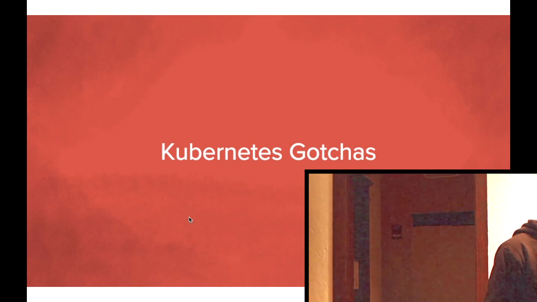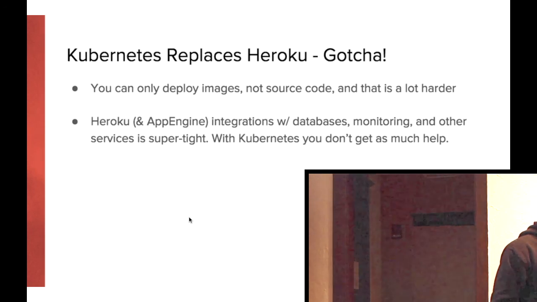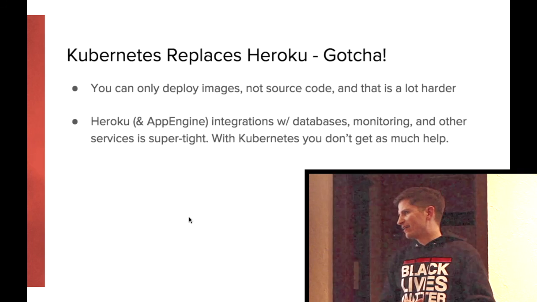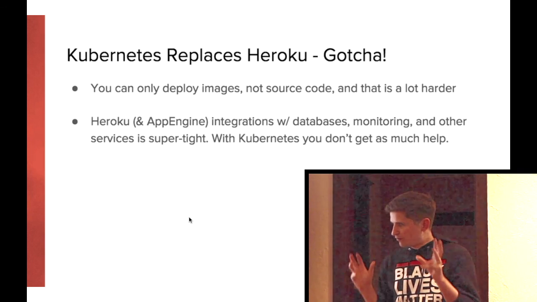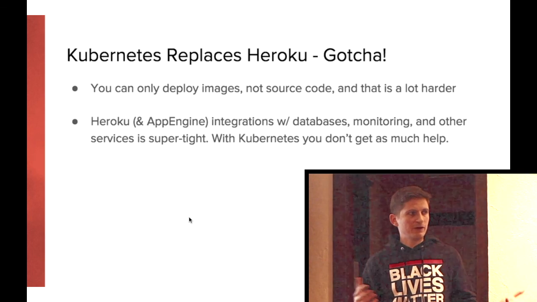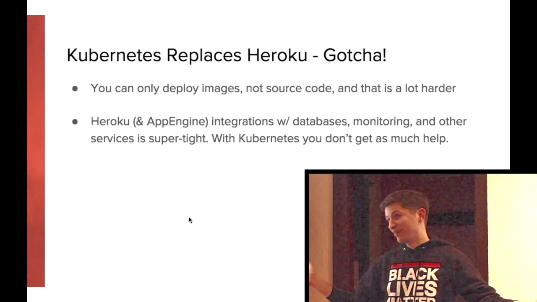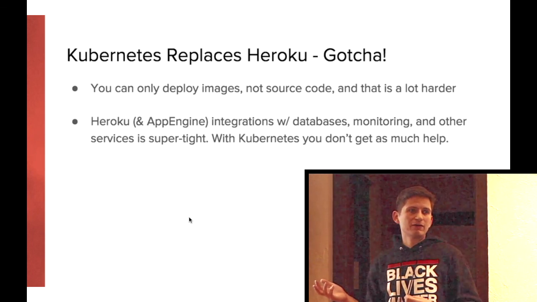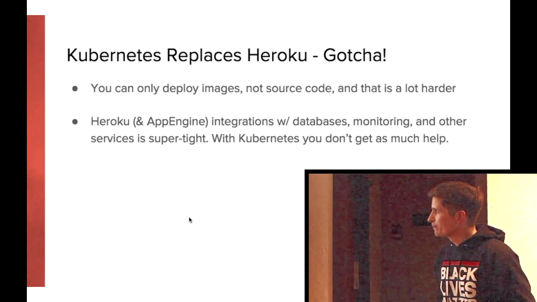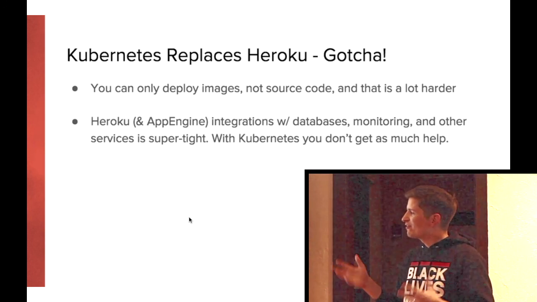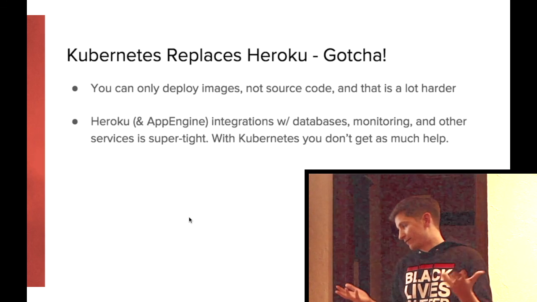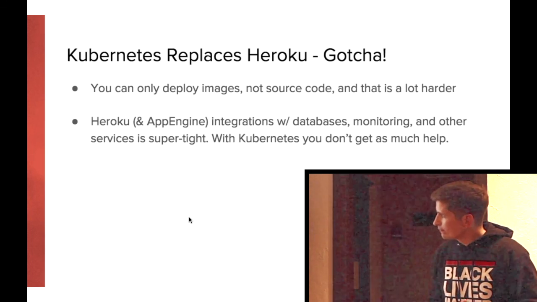There's a bunch of gotchas. Kubernetes is super cool, but we thought that it would be like Heroku, easy, and it's not. You can only deploy images of software. You can't deploy your Ruby code. So there's a whole bunch of setup you have to do before you can use it. It took us, I don't know, a week probably to get everything set up so that we could use it. And also Heroku and App Engine already integrate with databases and have monitoring and a support team, and Kubernetes does not. You have to do everything yourself. Just a downer.